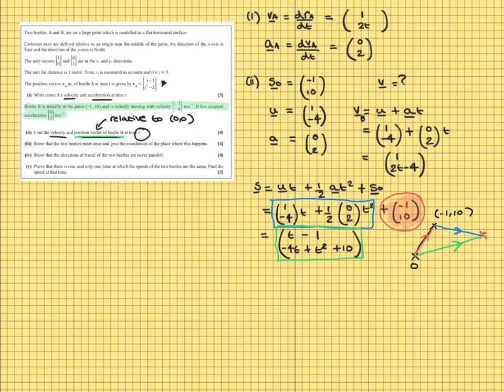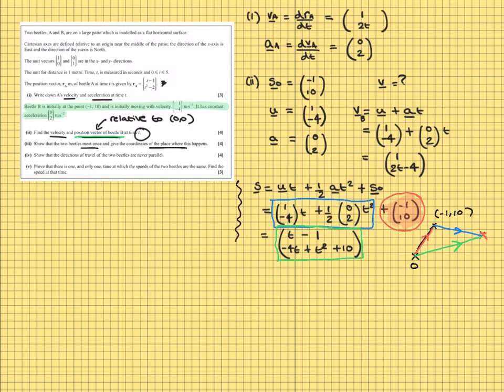So remember, we could have done this with integration as well. If you are going to do that, don't forget that any constants you include must be in vector form when you're integrating vectors. So part 3, let's move on to that. Show that the two beetles meet once and give the coordinates of the place where this happens.